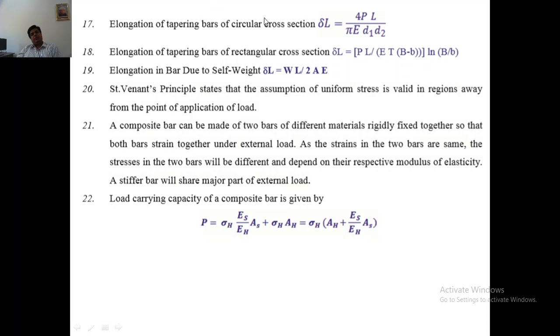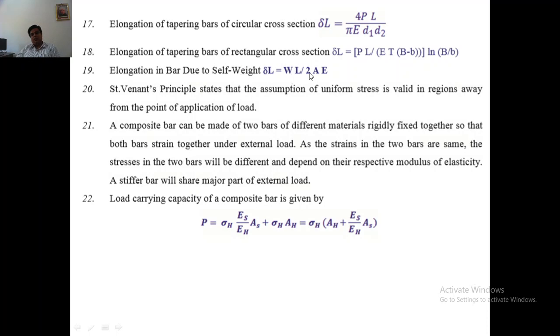So again we saw tapering bars. In straight bars, we can apply the change in length PL by AE. If the bars are tapering and have a circular cross section, it is 4PL by pi E D1 D2. Similarly, if the tapering bar has a rectangular cross section, you have to use thickness and breadth at the two ends. And also we saw the elongation due to self weight.